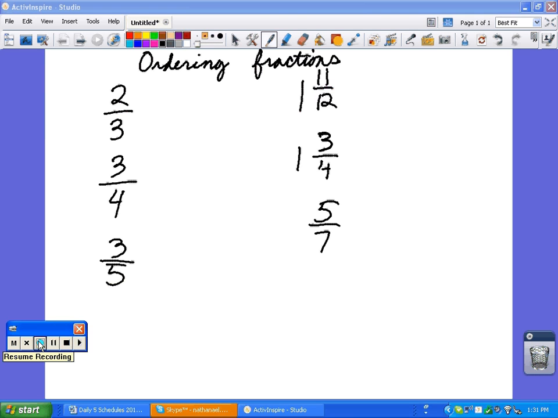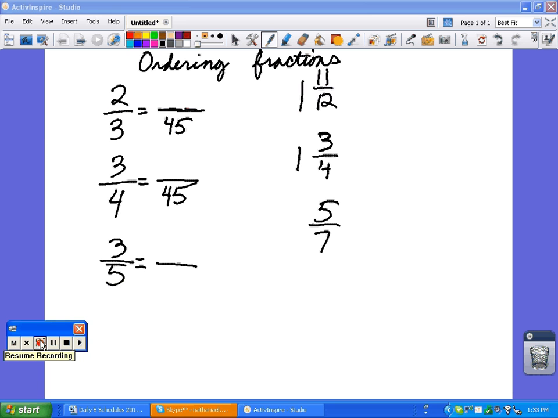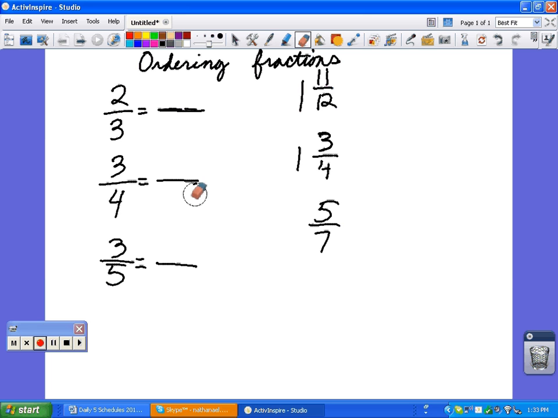Okay, now I'm going to show you how to put fractions in order. And we're going to do 2/3, 3/4, and 3/5 to start. One way to put fractions into order is to create common denominators. So I'm going to find a common denominator for each of these, and the common denominator is 45. Check that mistake. The common denominator that we're going to use is actually going to be 60.